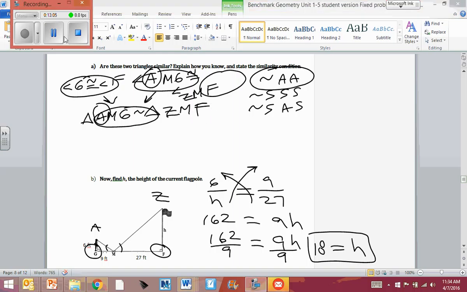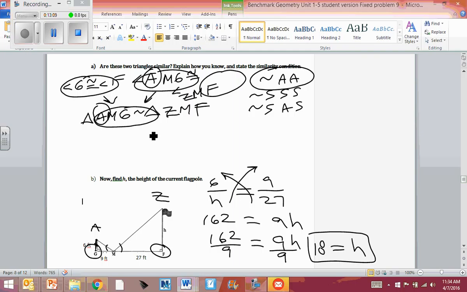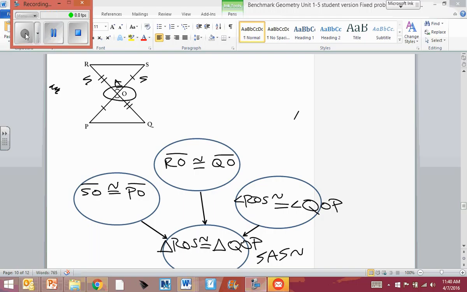Pause it, let's see if they want to ask, hey, where'd you get this, where'd you get that? Technically under this bubble, the reason for that is the AA similarity postulate. I don't know any of that. Wow, you're like channeling the inner Latino.